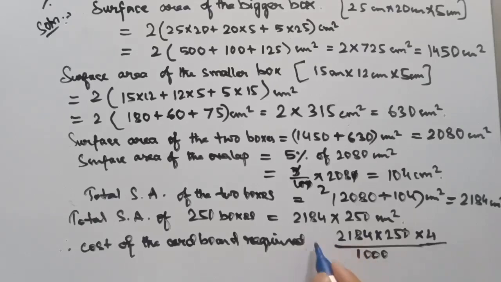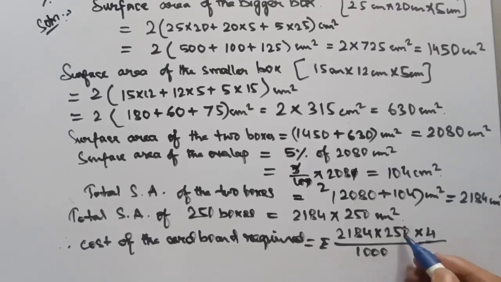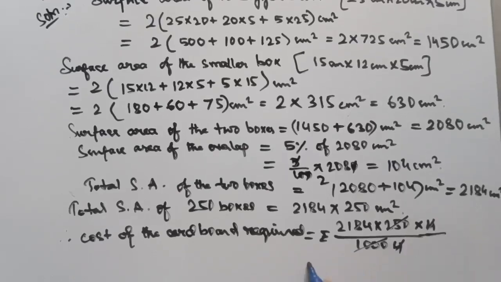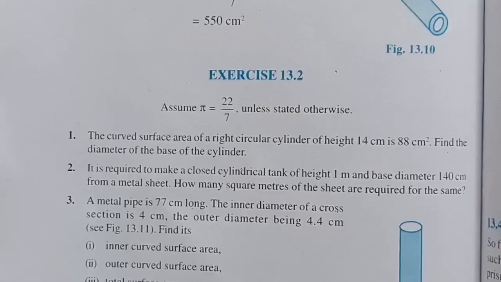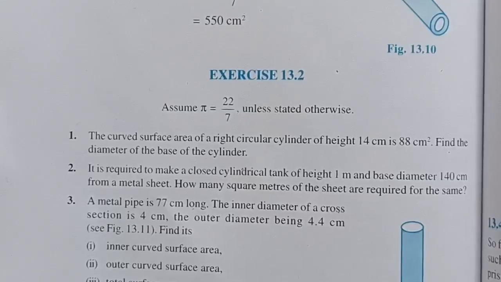So let us calculate this and find out what is the cost of the cardboard required. So 250 times 4 is 1000, and this 4 and this 4 will be cancelled. So the required amount, that is the cost of the cardboard required, is rupees 2184.